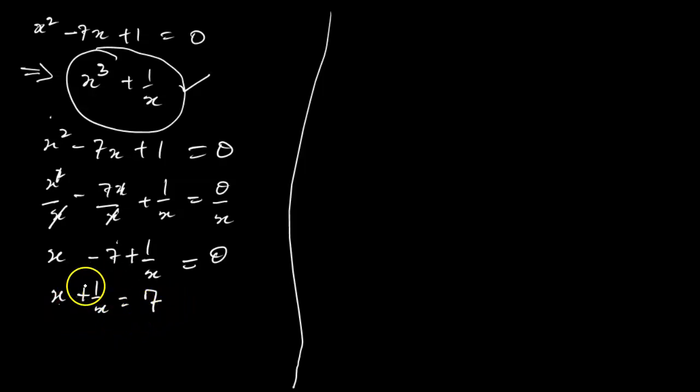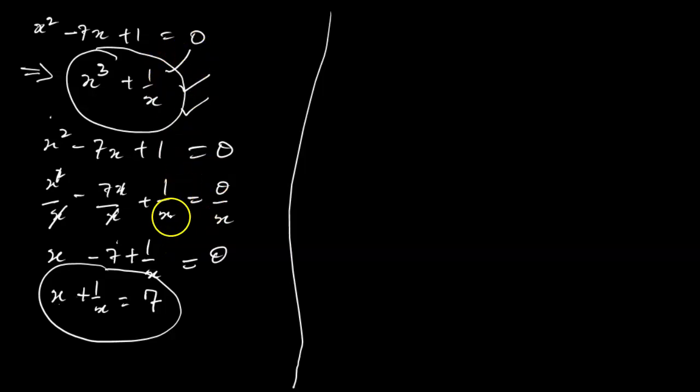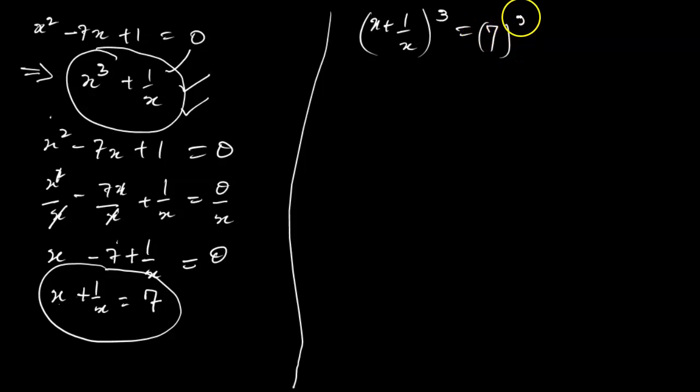Now what do I do again to this particular equation to make it look like what I have here? This is my target equation. The next thing I think I should do is to raise both sides of this equation to the power of 3, so that I have x plus 1 over x raised to power 3 equal to 7 raised to power 3. Now I need to expand this. It could become a little bit clumsy, but let's use the binomial theorem and we'll use Pascal's triangle.